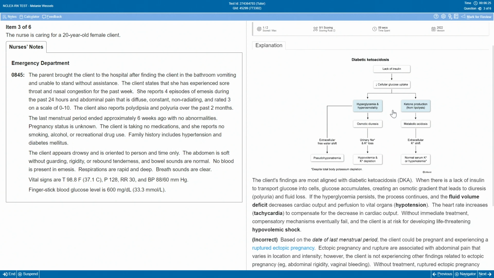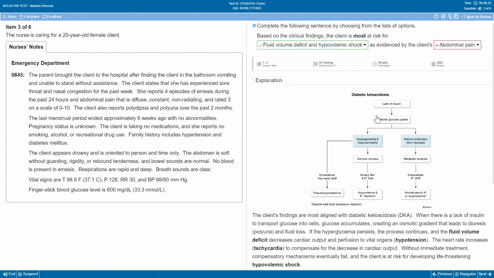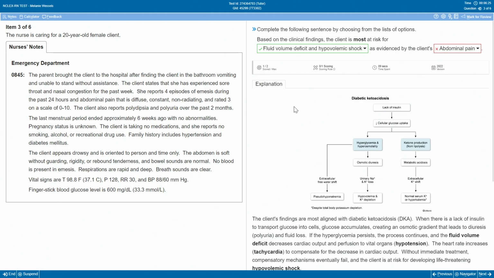The explanation continues on from there, but that is the summary of the item type. Whether you're taking the current NCLEX or the next generation NCLEX coming on April 1st, 2023, practicing NGN questions will help you prepare for the exam and bedside practice.